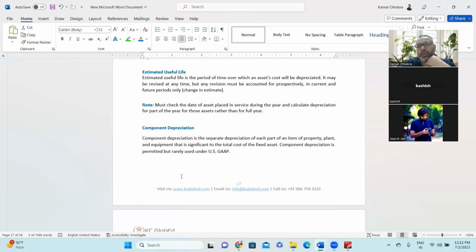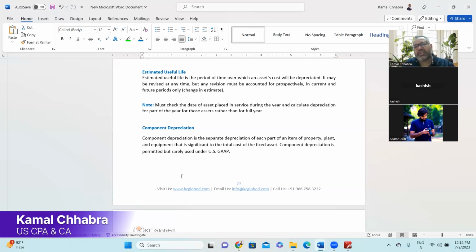Next topic is component depreciation. Have you heard this term before? Component depreciation. Yes sir. Earlier, it was not in US GAAP. It came from IFRS.